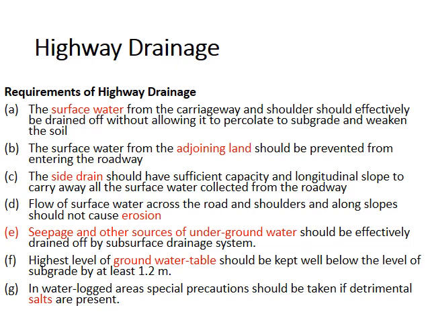Following are the requirements of a highway drainage system. Surface water should be carried away from the carriageway and shoulder, and it should be drained off without allowing it to percolate the subgrade. And also the water from the adjoining land of the roadway should be prevented from entering the pavement.